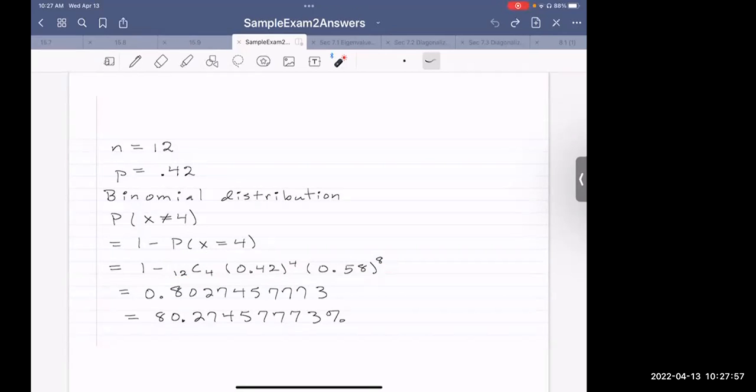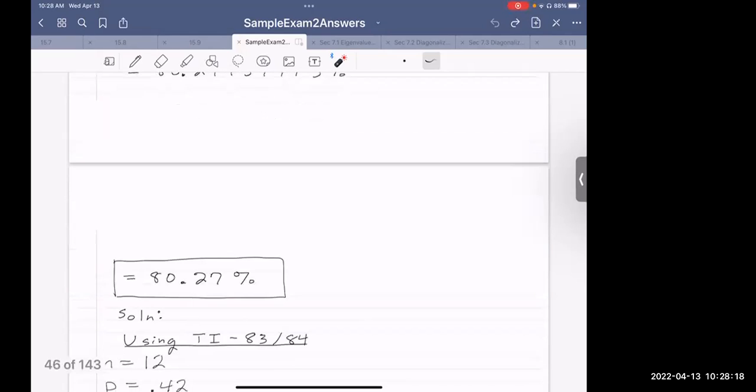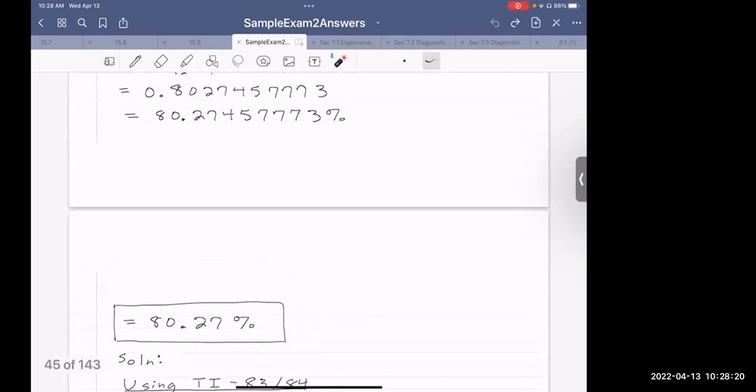And so I get 0.8027457773. Let me move my decimal place 2 places to the right. And so I have 80.27457773%. Let me round this to the nearest hundredth of a percent. And so I get 80.27%.